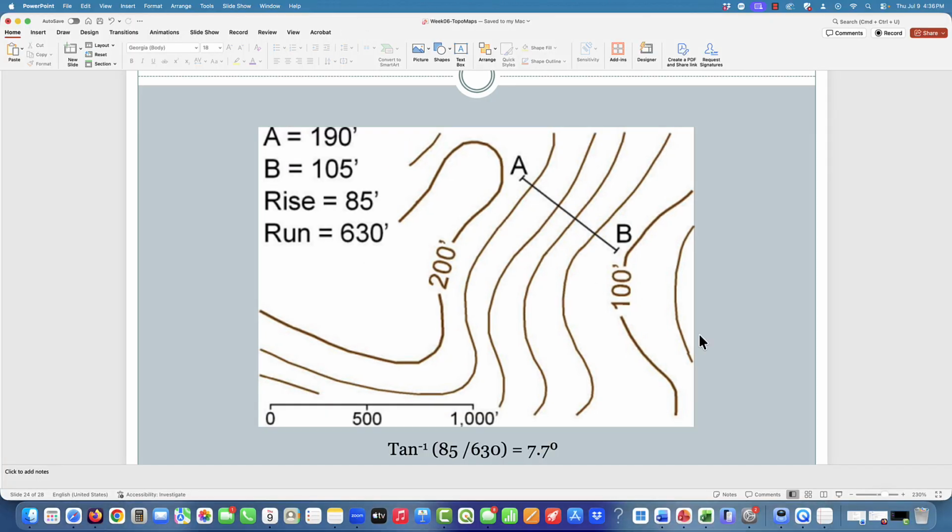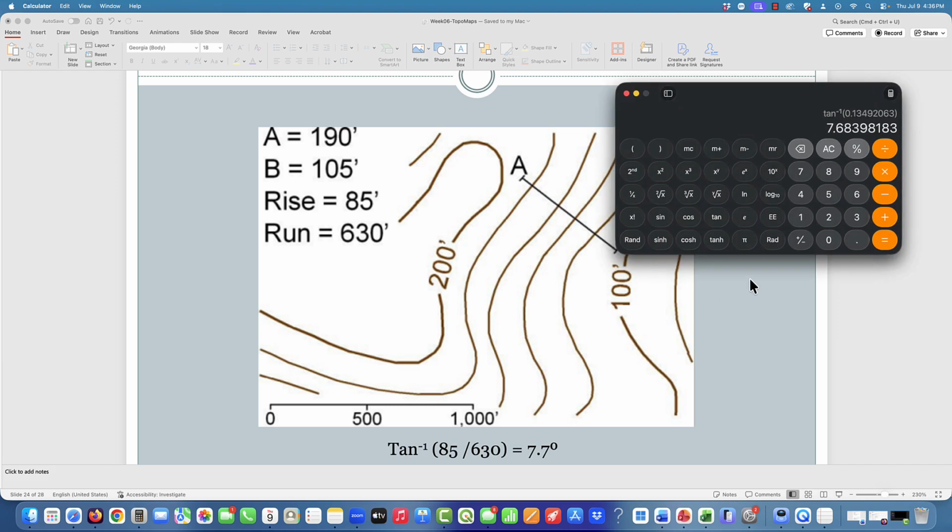And let me just show you in case you're not familiar. Once again, going out of full screen. Open up my calculator here for a second. If we have 85 divided by 630, that's what this is equal to.